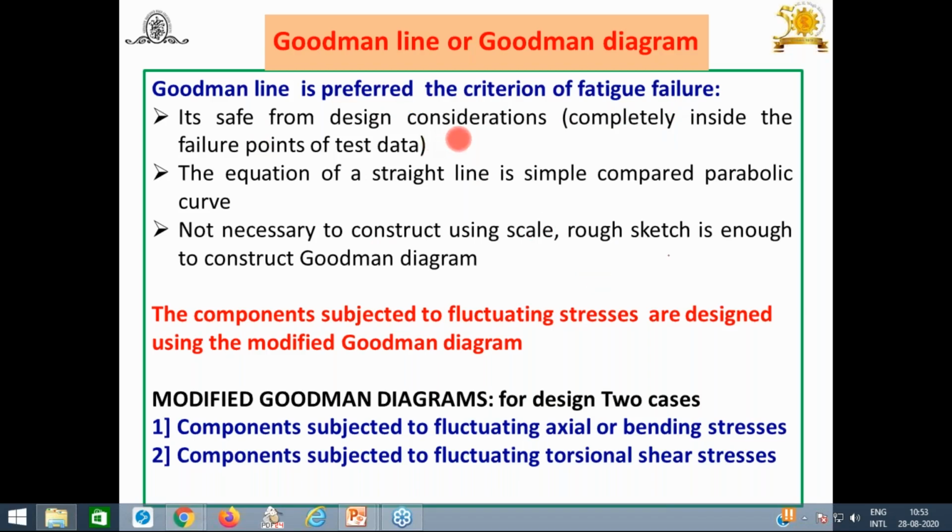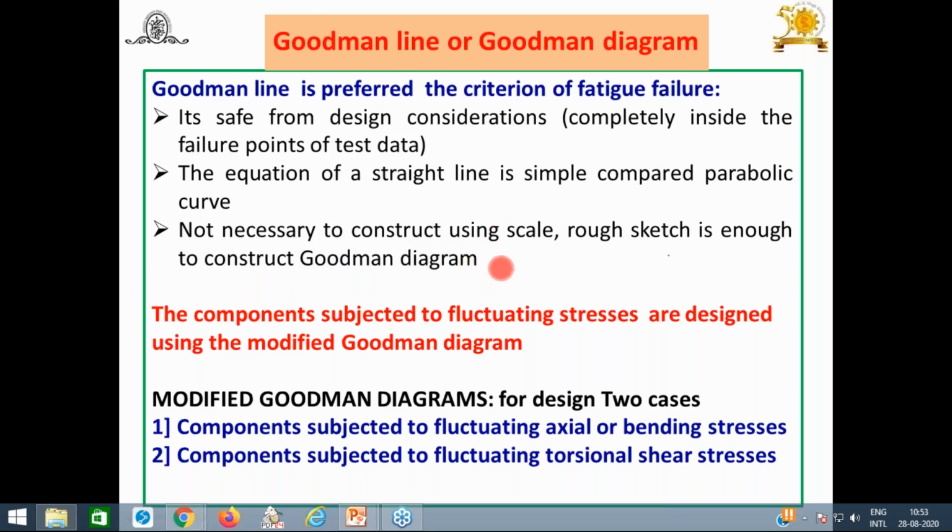The first one I have already told you, it's safe from a design consideration than the Gerber line, completely inside the failure points of the test data if you are referring to the diagram. Second one, equation. The Goodman line is a straight line. The equation is very simple compared with the parabolic curve. Third one, while constructing the Goodman line, no need to use a scale or a dimension. A rough sketch is enough to construct a Goodman line.